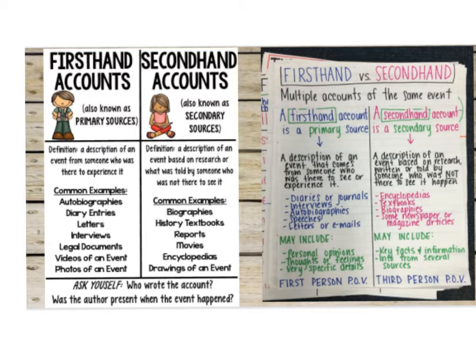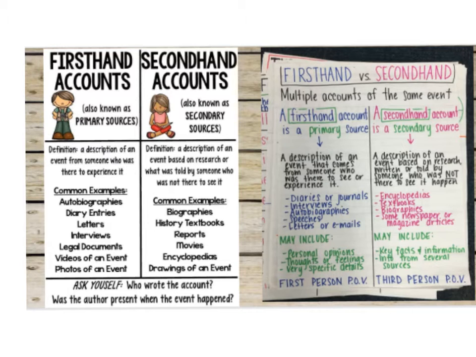I want you guys to understand that a first-hand and second-hand account often are about the same topic or event, but they're written from different points of view or viewpoints. So sometimes we see those as multiple accounts of the same event. You can see that on your screen, some of the same information that we've already talked about today.